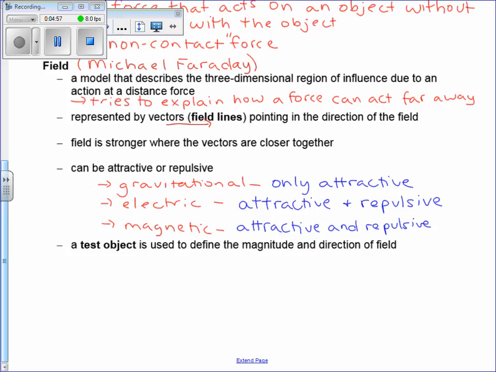And a test object is something that we use to define the magnitude and direction of the field. So it's just something that experiences the field without actually having its own field. So it experiences a force without having its own field. So forces and fields are different. A force actually exists. It's something that actually acts on an object. A field is just the opportunity for a force to exist.